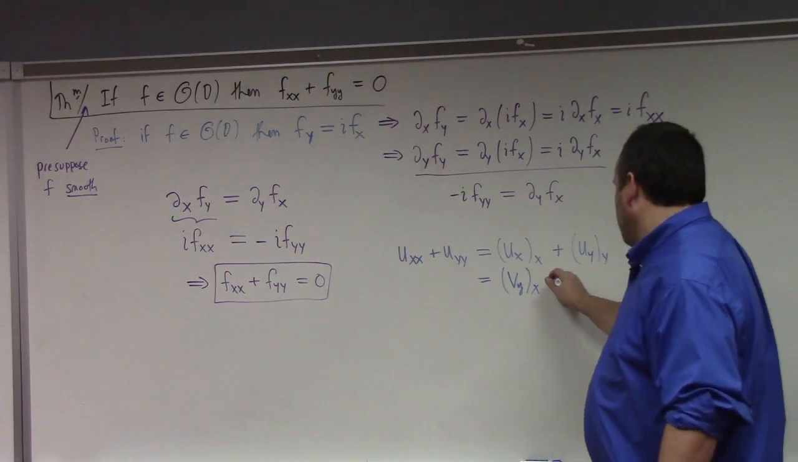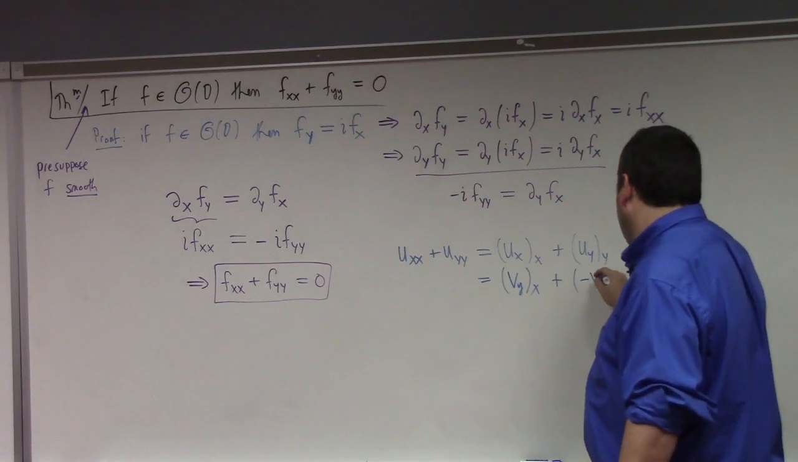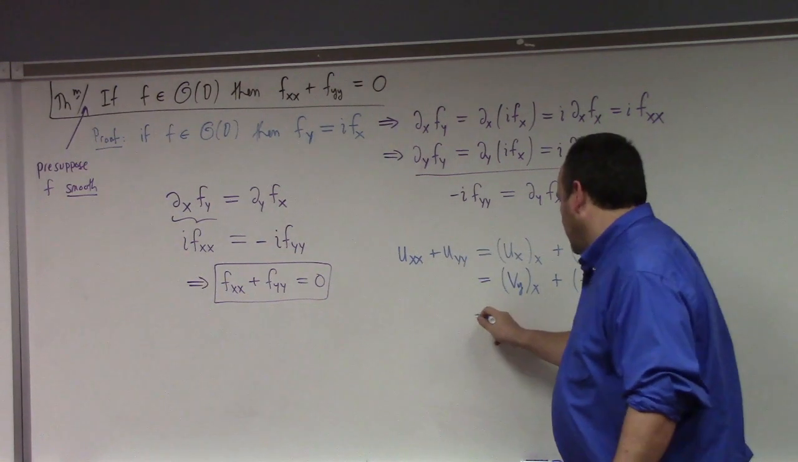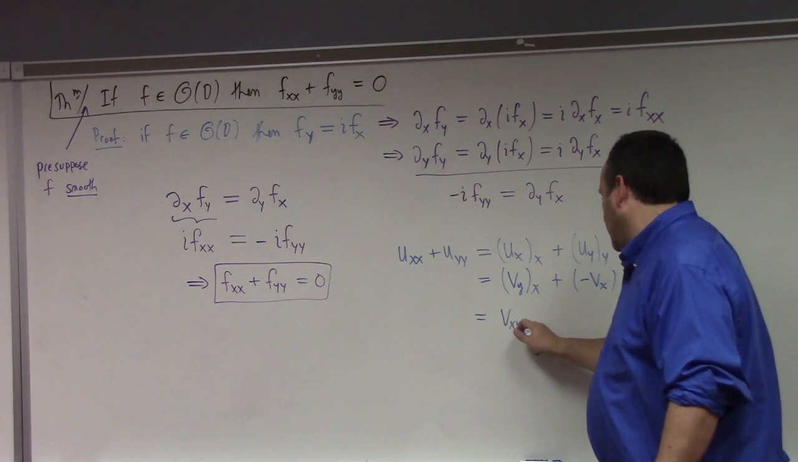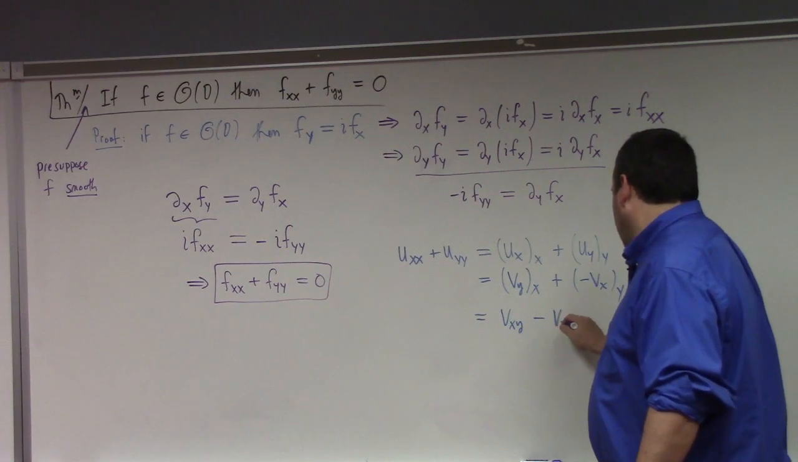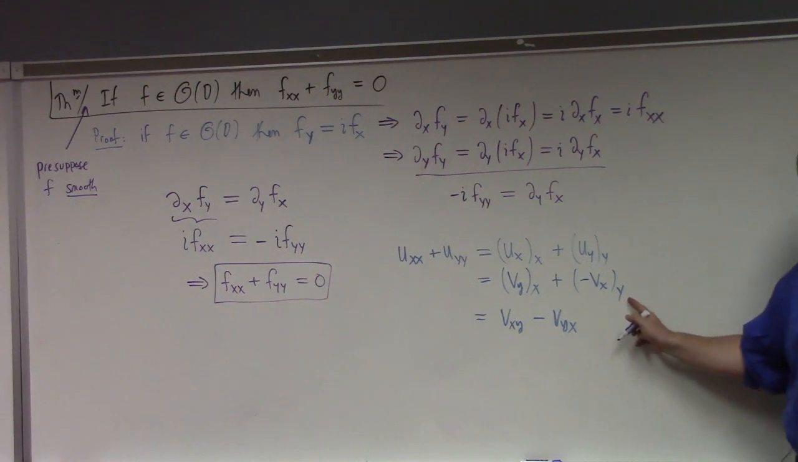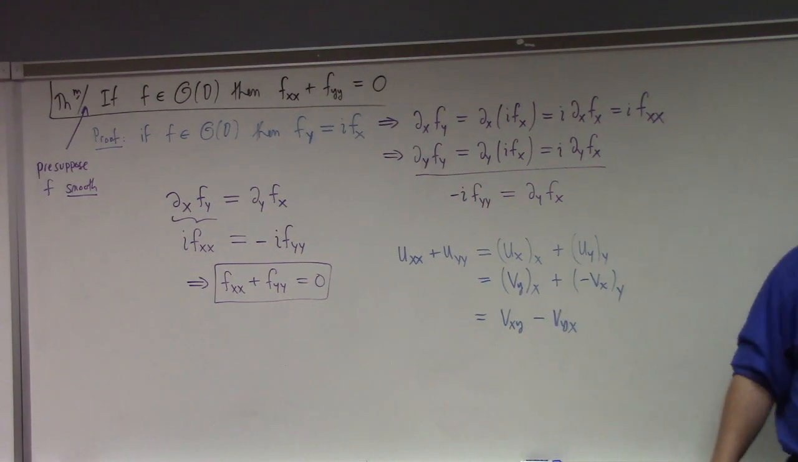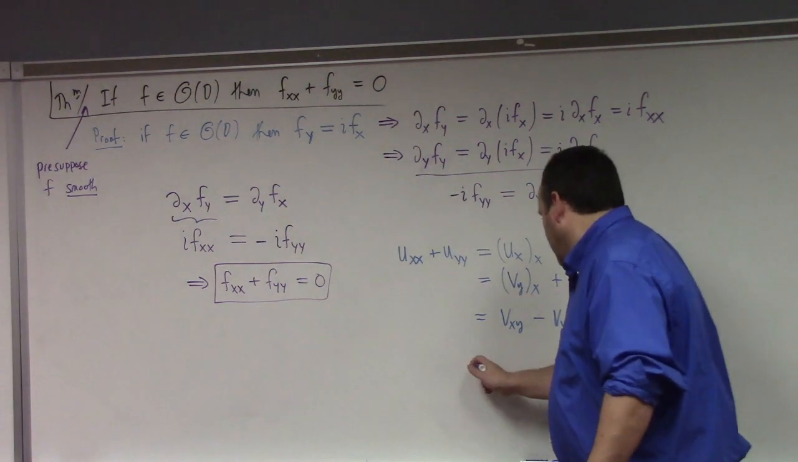And uy is equal to minus vx, right? And then this gives me vxy minus vyx. That's the way that notation works. The subscript you're differentiating goes, yeah, it's weird, but anyway. Of course, those are equal, so it's 0. Yay!